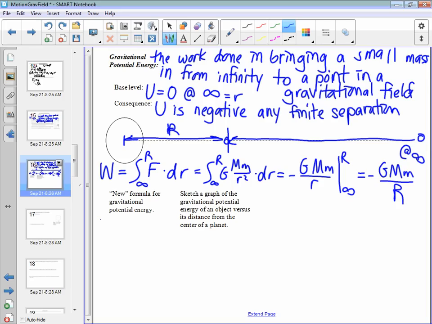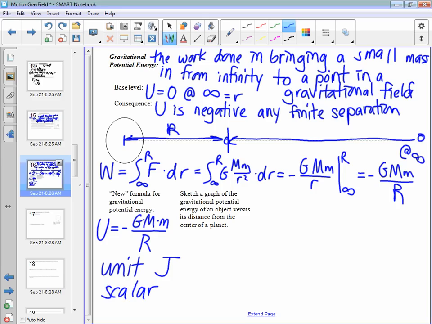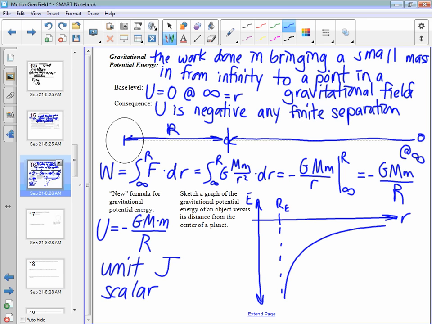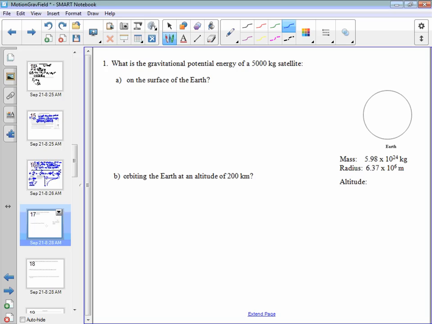So this is, due to the work-energy theorem, all the work we're doing is being put into gravitational potential. So our new formula for gravitational potential energy is U is equal to negative G big M times little m all over r, wherever we are, that's separated from the other object. So the unit for this is joules. It is a scalar, where energy is a scalar. So if we sketch a graph of the gravitational potential energy of an object versus its distance from the center of the planet, it's going to look something like this. It's in the fourth quadrant here. And we'll say that the radius of the Earth is somewhere here. It's going to look something like this.